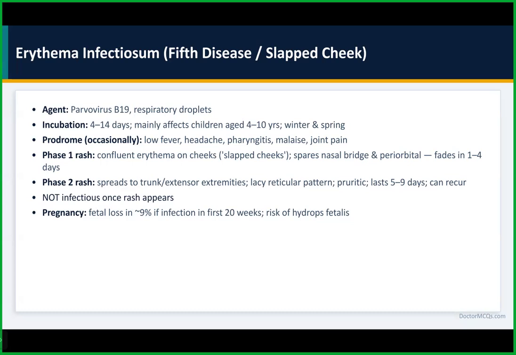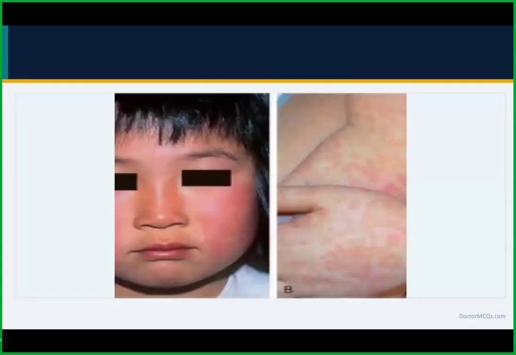This disease is infective if the rash is not appearing. Before the rash appears, the patient will be infected, but as soon as the rash is there, the infection period is gone. Fetal loss can be there, like 9% infection in the first 20 weeks. So there is a risk of hydrops fetalis, and if there is a contact of slapped cheek with a pregnant woman.